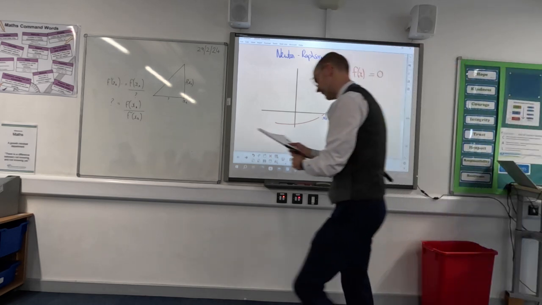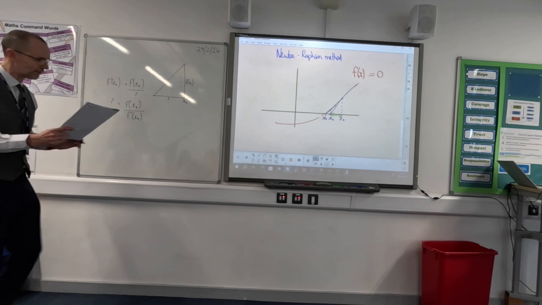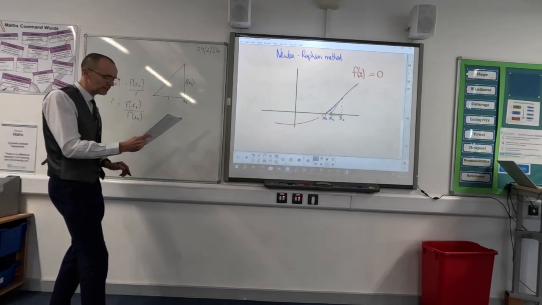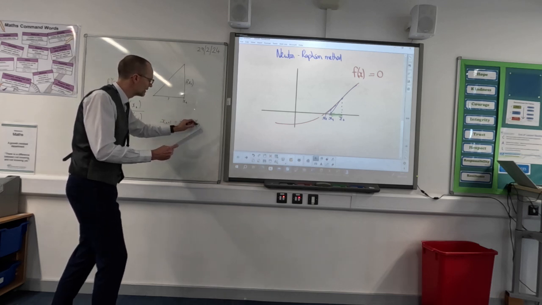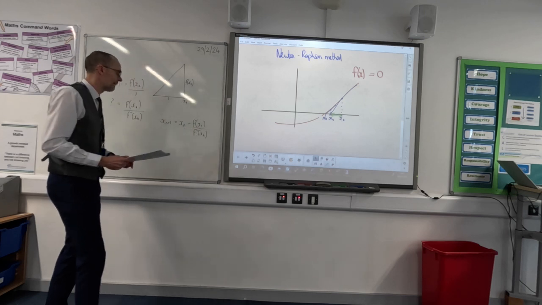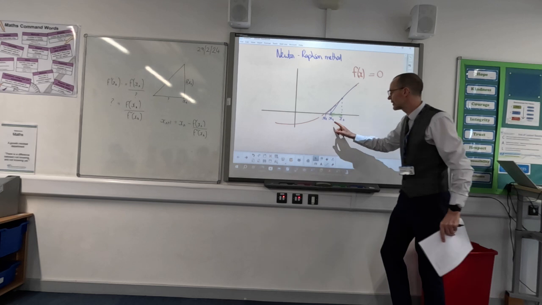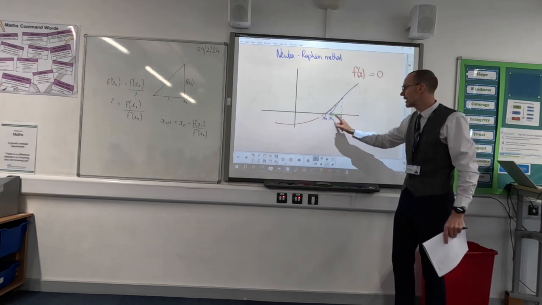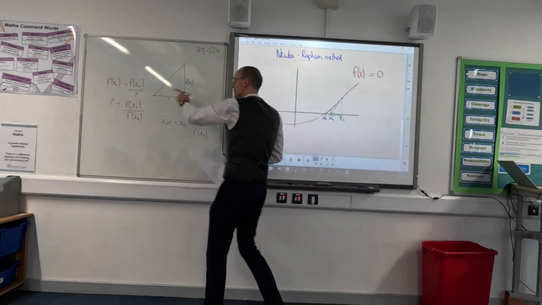It says if you want to solve f of x is 0, you use this iterative method where your next value of x is your current value of x minus this calculation. So what they're saying is to get the next value of x, you take your current value of x and you take away the gap. That calculation is the calculation we've just used to calculate the gap.